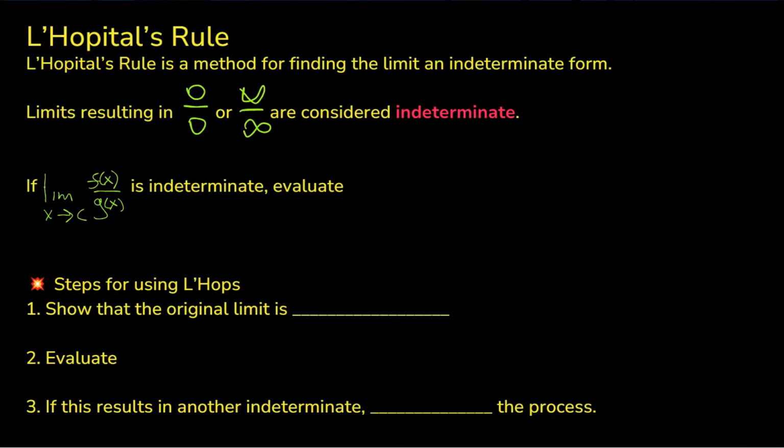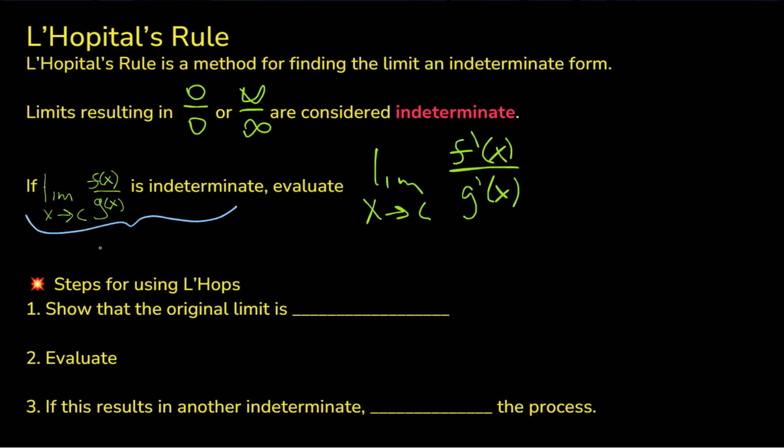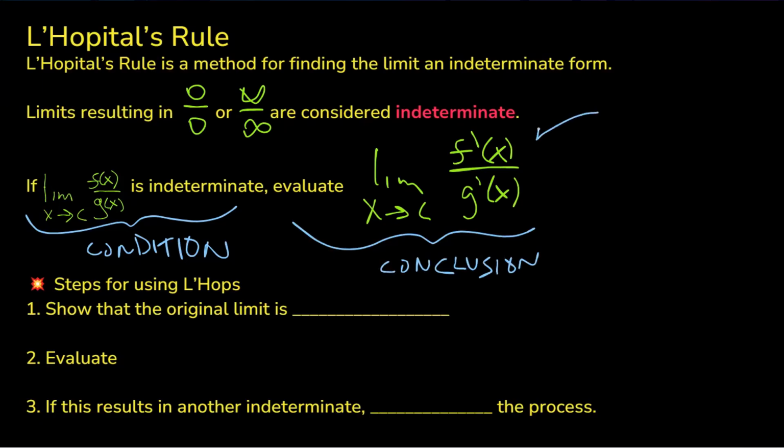If the limit as x approaches c of f over g is indeterminate, you want to evaluate actually the limit as x approaches c of f prime of x over g prime of x. So this is kind of like an if-then statement. So if this condition exists, then you can make this conclusion. Also, notice that we didn't use the quotient rule for differentiation. We just took the derivative of the numerator and denominator. So we could think of this as the ratio of growth rates.